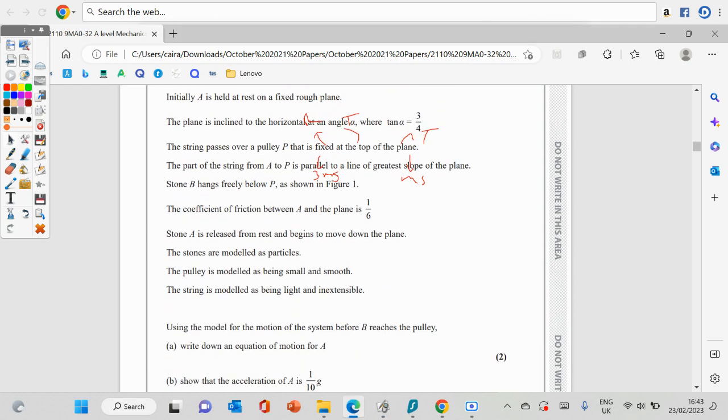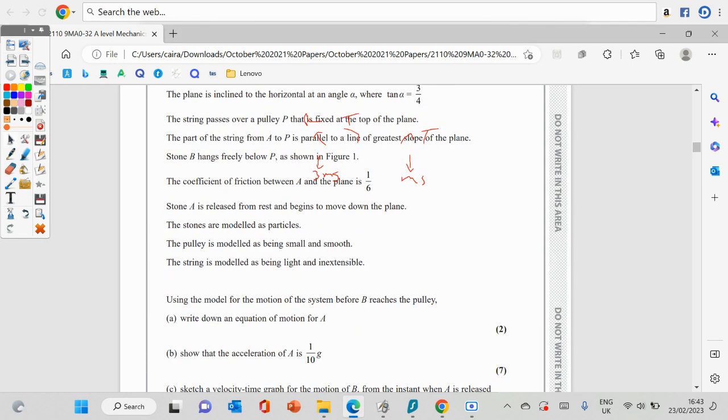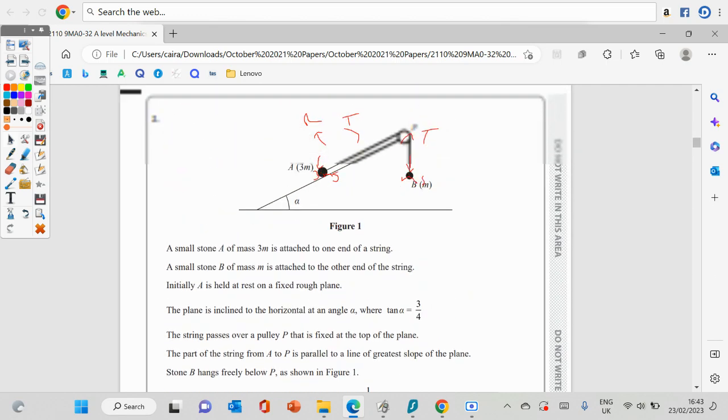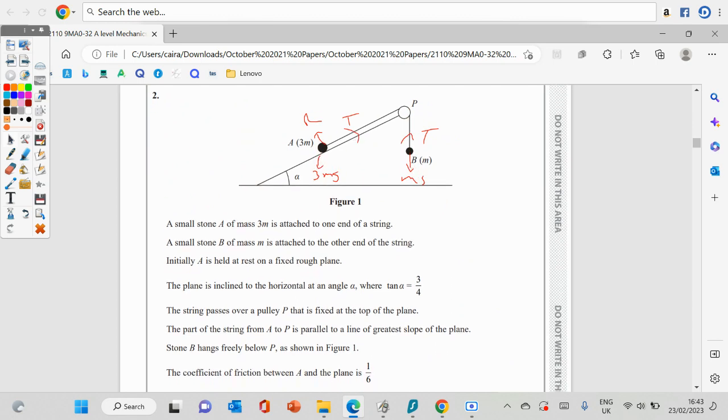That's useful. I'll be needing that in a minute. Write down an equation of motion for A. Okay, put that back there. So for A then, we're going to look at the sum of the forces, F equals ma. So we want to resolve this first of all.